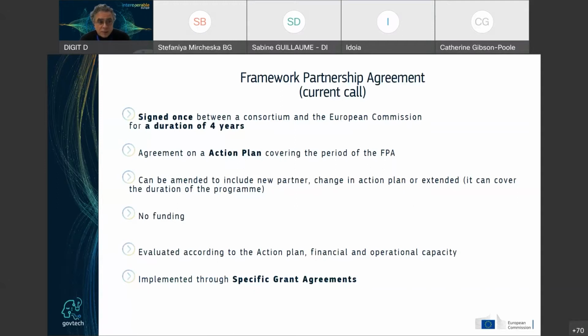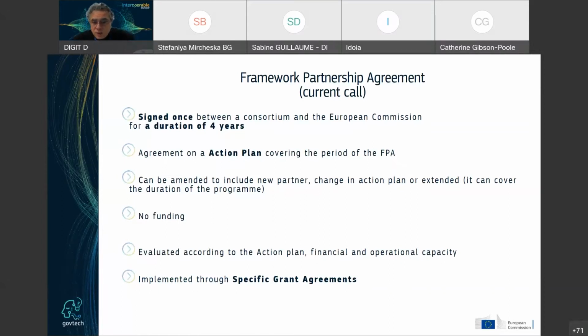About the framework partnership agreement, this is the subject of the call. So this is what we're calling upon. This is something that will be signed once between the consortium and the European Commission for a duration of 4 years. As I say, extendable.